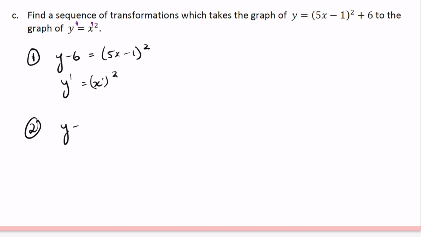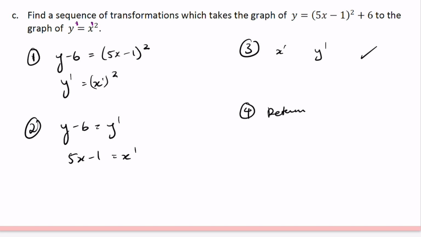Step 2, we're going to equate the two sides. Step 3, we're going to get x dash and y dash by itself, but that's already done. And step 4, we're going to determine the transformations. So I'm just going to label the transformations so that I know what to write. So that will be 1, 2, 3. Again, just follow BODMAS so that you know which order you need to describe.